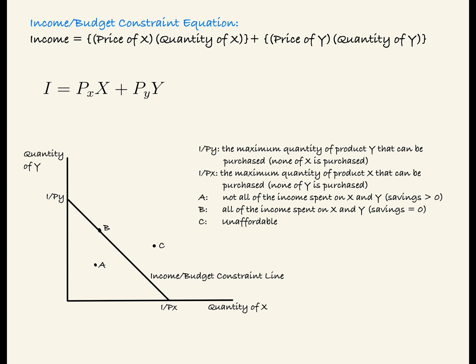If we take a look at point A, which falls inside of the income/budget constraint line, that means that not all of the income is spent on X and Y. We have some money left over, and that is considered savings. If we look at point B, which falls on the income/budget constraint line, all of the income is spent on X and Y. We have zero savings. And finally, if we look at point C, which falls outside of the income/budget constraint line, this is an unaffordable combination of X and Y because it falls outside of our income/budget constraint line.